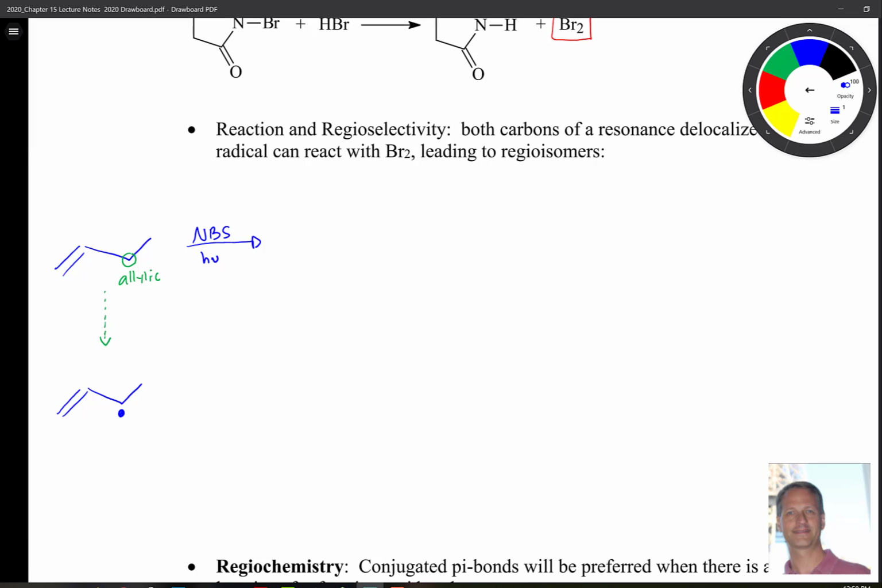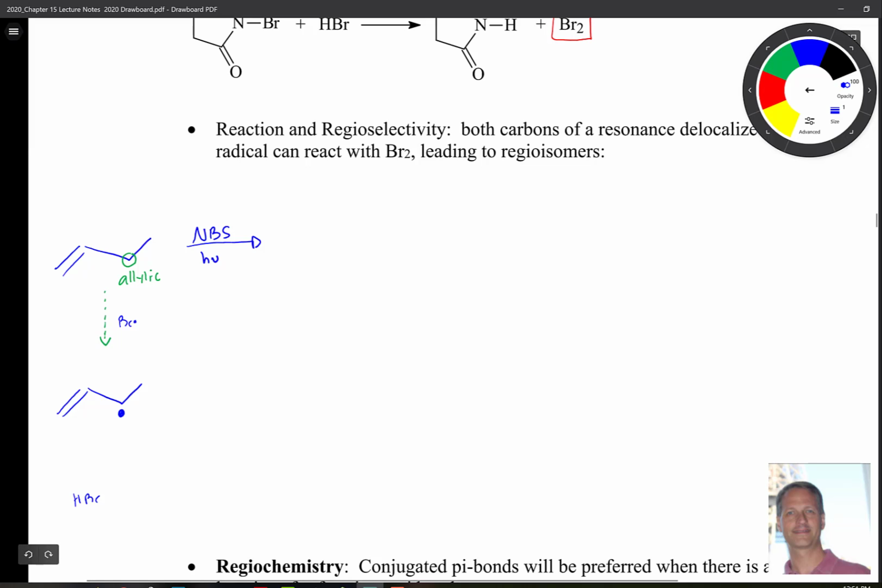Right? So that's the thing that forms there. So what happens is your Br radical comes in, takes one of these guys off, and down here you have HBr, mechanistically. So what we're dealing with is this.